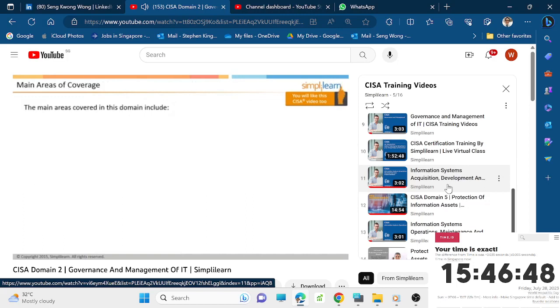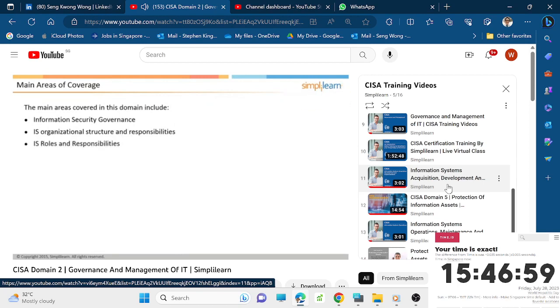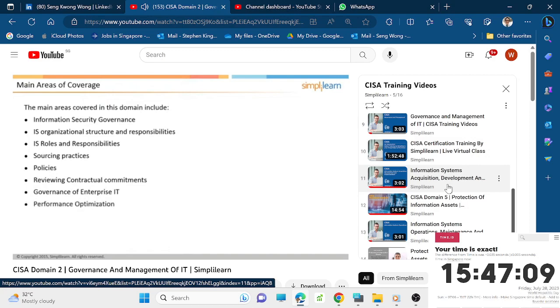To cover this knowledge area, the CISA candidate should have a good grasp of information security governance, IS organizational structure and responsibilities, IS roles and responsibilities, sourcing practices, policies, reviewing contractual commitments, governance of enterprise IT, and performance optimization. We will look at some of the best practices for governance of enterprise IT in the next screen.